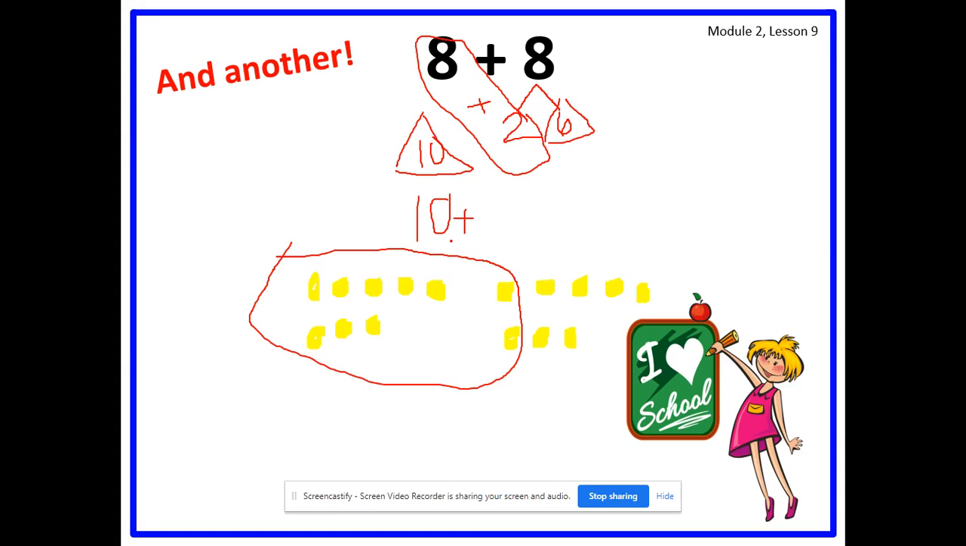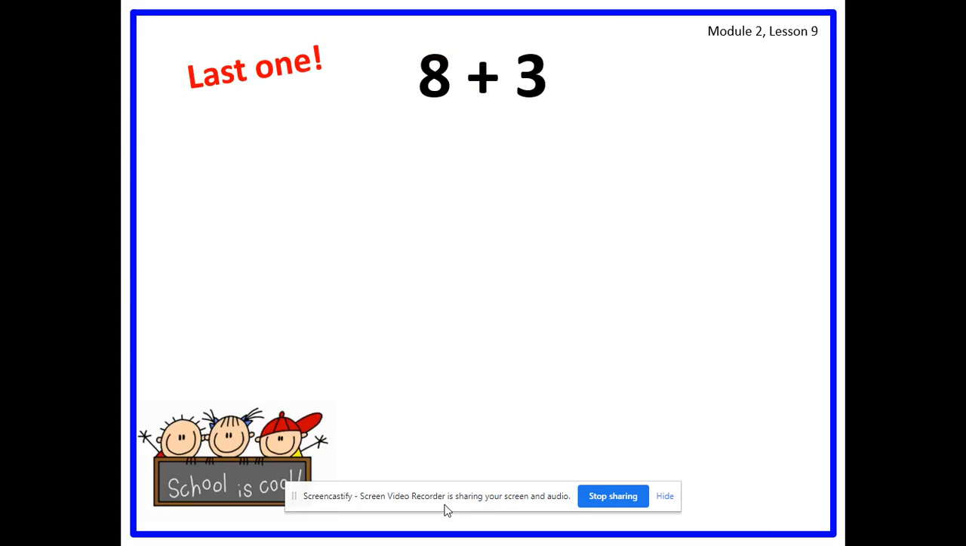You should have written 10 plus 6 equals, what does 10 plus 6 equal? Get ready. Yes, 16. So that means that 8 plus 8 equals, get ready. Yes, 16. Way to go. Last one. Are you ready?